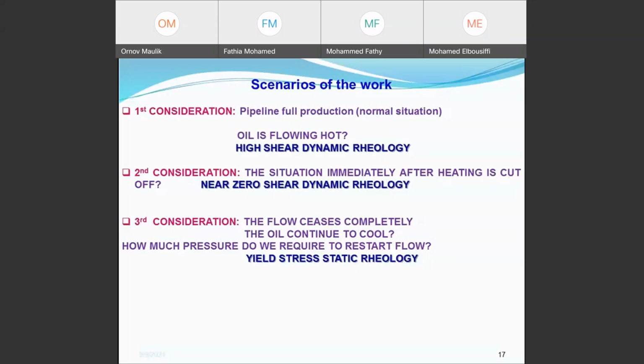There is no more flow in the waxy crude oil, but the oil still continues to cool. So the question here is how much pressure do we require to restart flow? Here we are going to talk about yield stress, static rheology.